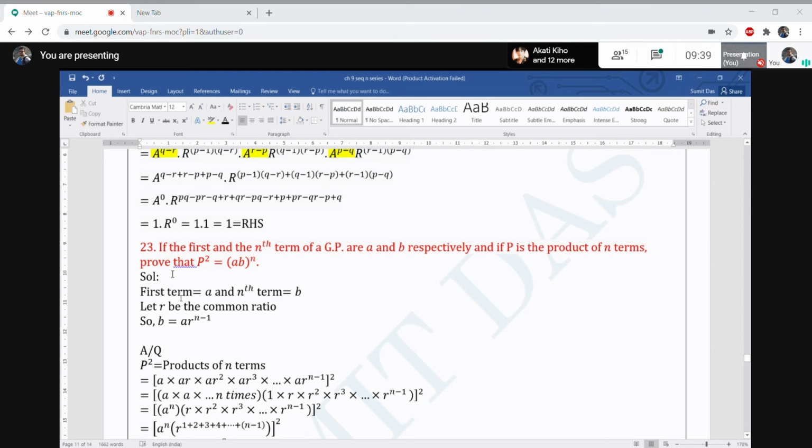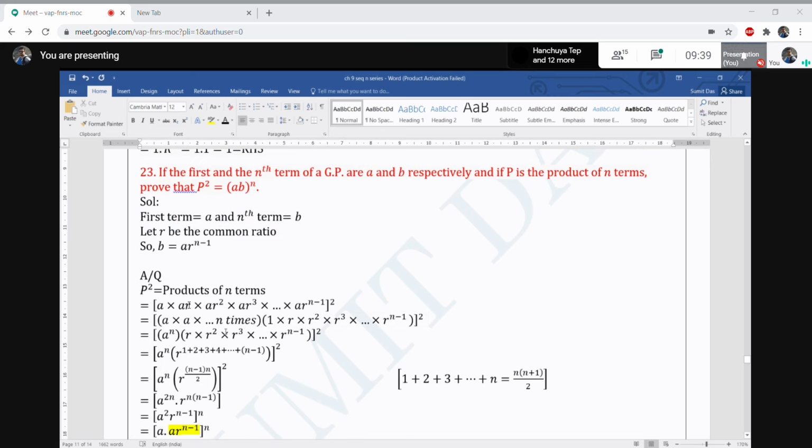So the first term is A and the nth term is B, and we take R as the common ratio. So B equals A R to the power n minus 1, just the last term formula, the nth term formula. As per the question, P is the product of n terms. Product of n terms means P is the product of n terms.